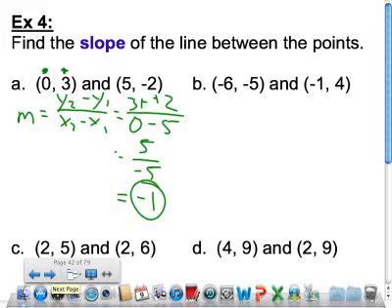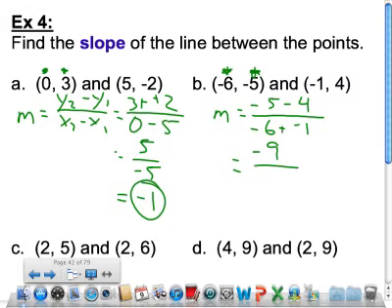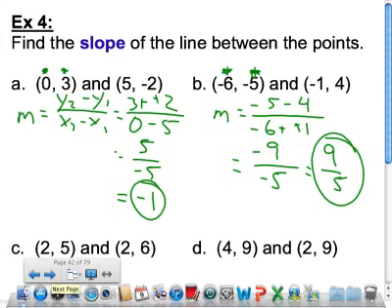Part B, change in y over the change in x. Subtract your y coordinates. Negative 5 minus 4 over. Now subtract your x's. Again, you started with negative 5, so you better start with negative 6 on the bottom. Minus negative 1. Negative 9 on top, plus plus, negative 5 on bottom. And so the slope here is positive 9 over 5, because they're both negative, so 2 negatives become positive.